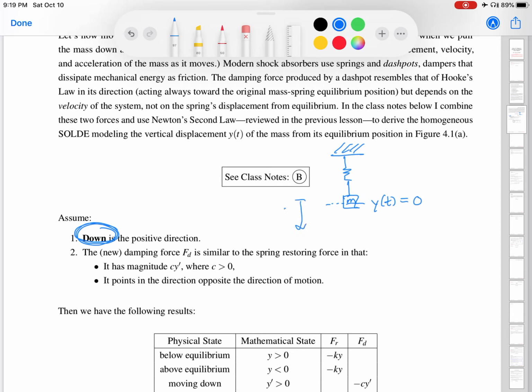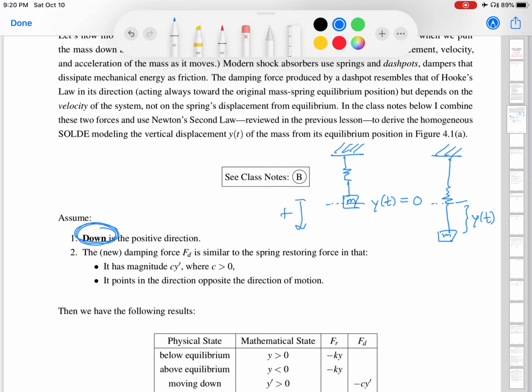So if we were to pull down the mass, for example, and get something that looks like this, a little bit past equilibrium, that would be considered a positive displacement. And that would be y of t, that's positive. If the mass were up here somewhere above equilibrium, then that y of t would be considered negative. So that's what we mean here by considering the direction to be positive when the mass is below equilibrium.